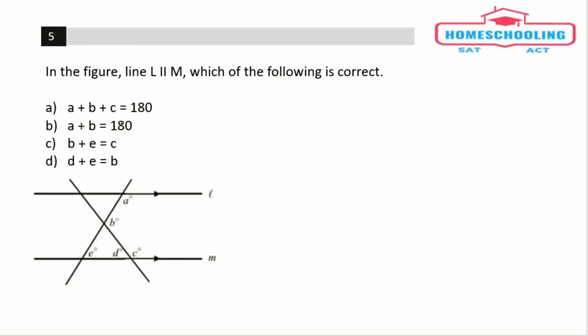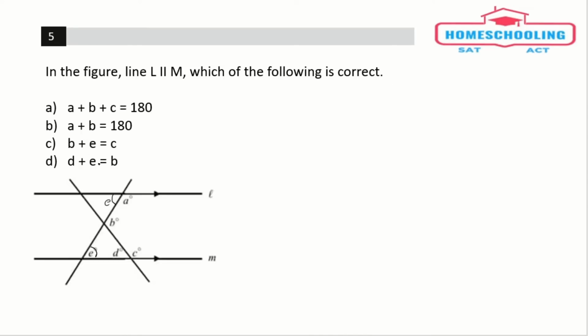As we know, L and M are parallel lines and this is a transversal line. So these two angles would be equal, because these are alternate interior angles. So if this is E degrees, this would also be E degrees. Now let's start checking which of the following is correct. Always when these types of questions are given, always start from the bottom.